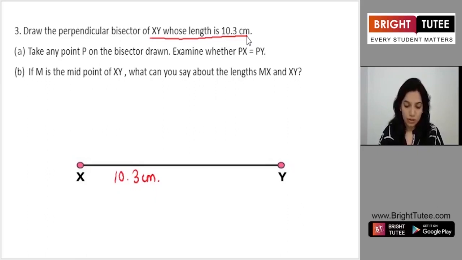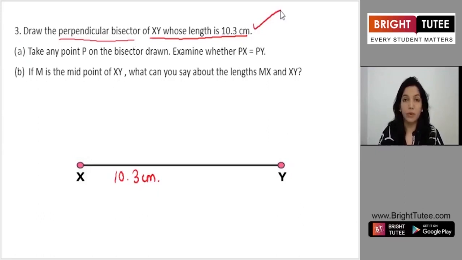Now the first question says, let me just mark this as A, take any point P on the bisector drawn. So first of all, we need to draw a perpendicular bisector, and then when we are done with the perpendicular bisector, we need to take a point P on it. Let's just keep this part till here. Let's first draw a perpendicular bisector, then we'll come to this point.